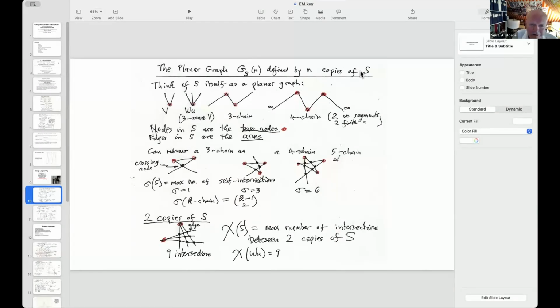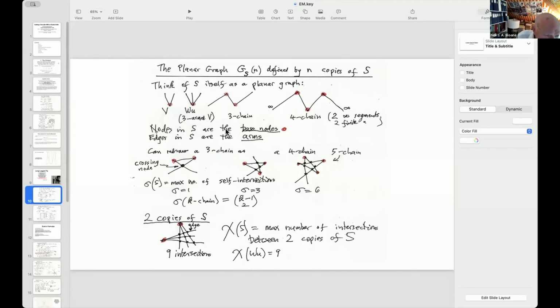Anyway, so we're going to make a graph. We're going to start off by putting down 1 copy of the shape. And it's a graph. The graph for 1 copy of S. It has nodes, which are colored red. I will call them the base nodes because they come with the shape. You can't do anything about them. You're stuck with them. And then there are edges coming out of the base nodes, and I call them arms. So these 2 have a special meaning, base nodes and arms.